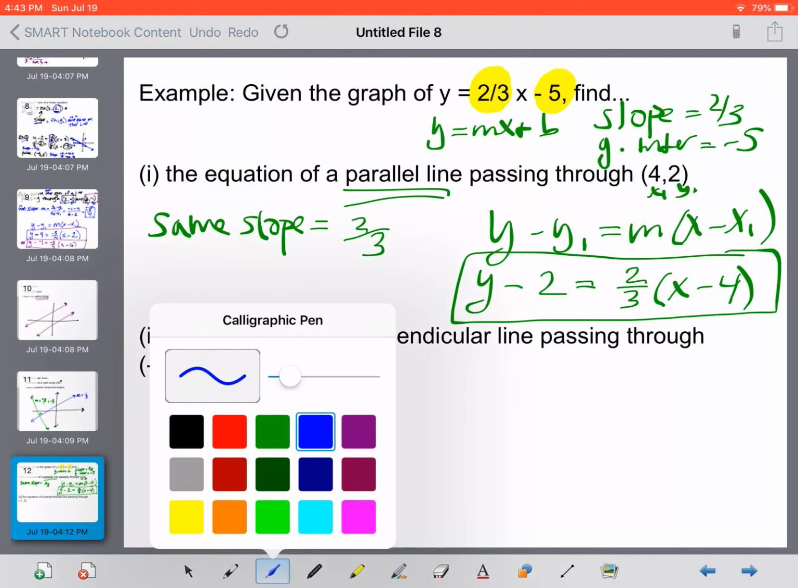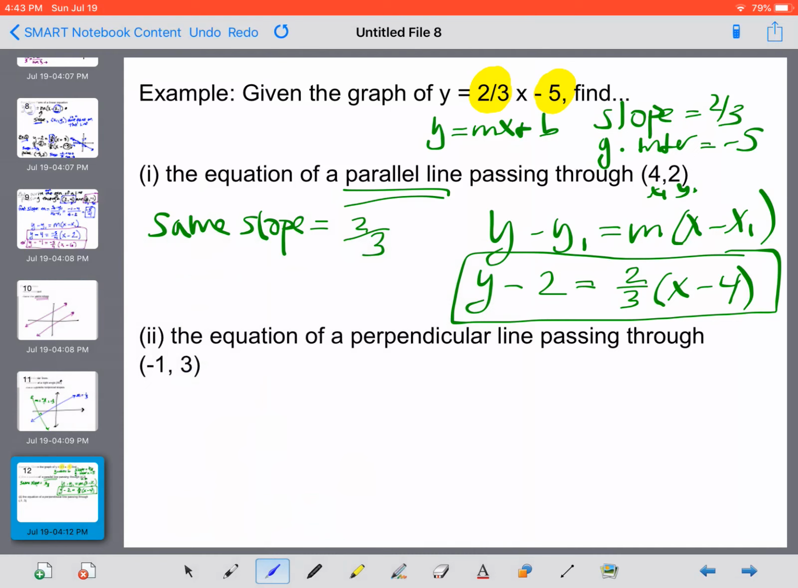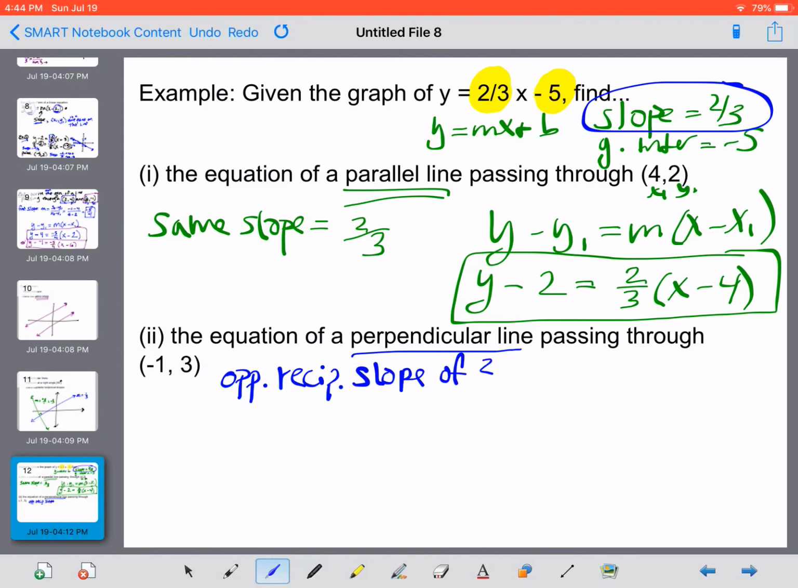Next, we want to find the equation of a perpendicular line passing through the point (-1, 3). Alright, well, if it's a perpendicular line, it's not going to have the same slope that the original equation had. It's going to have the opposite reciprocal slope of 2/3. What's the opposite reciprocal of 2/3? Well, the opposite sign would be negative, because this original one was positive, and the reciprocal of 2/3 would be 3/2. So my new equation is going to have a slope of -3/2.